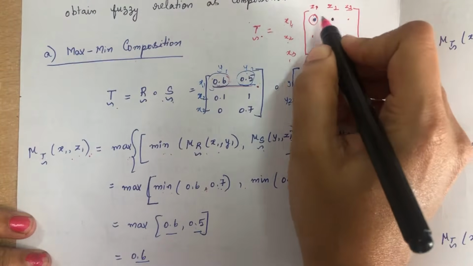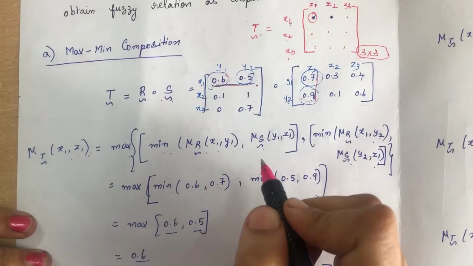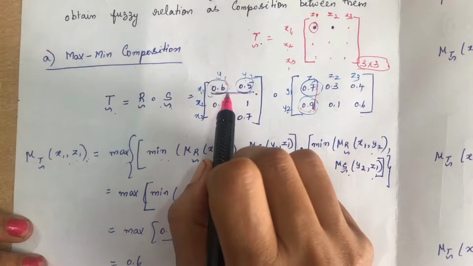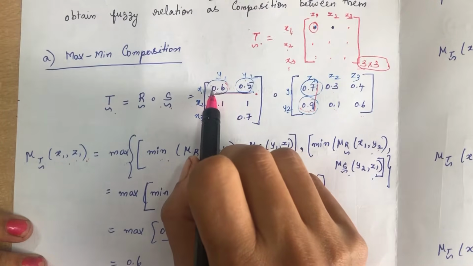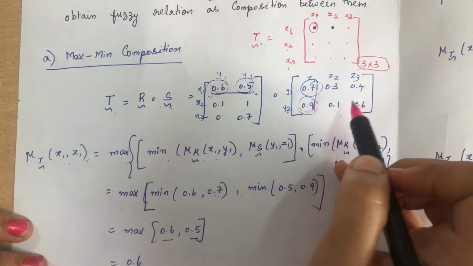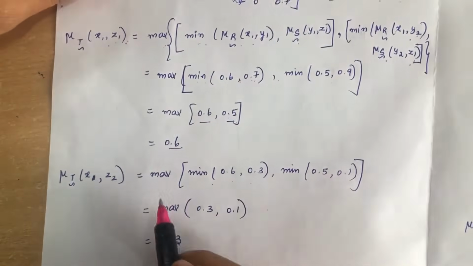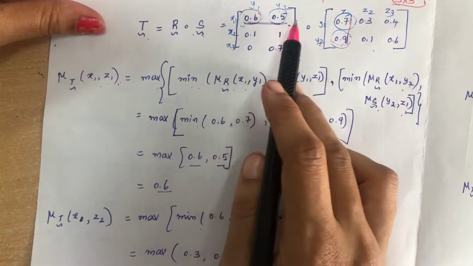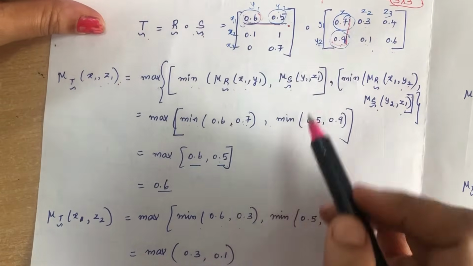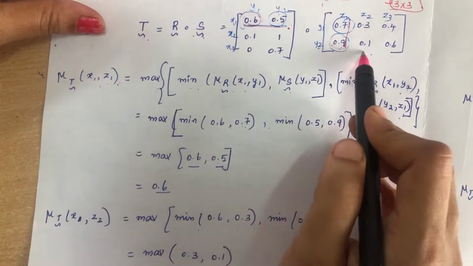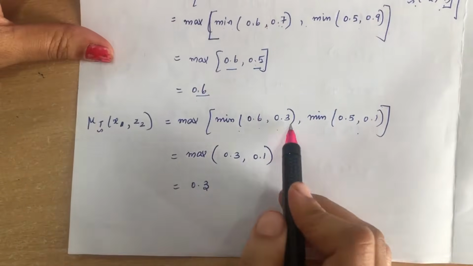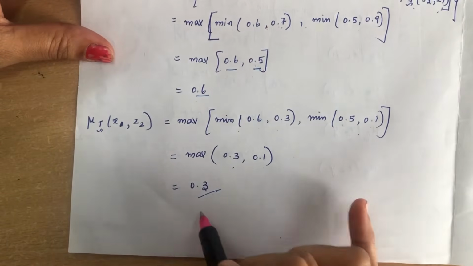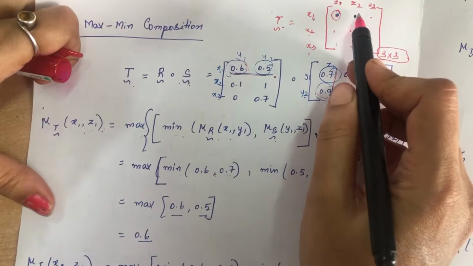Next we need to find x1, z2. What is x1, z2? To find this value, we take the composition between the first row and the second column. It is the max of the min of 0.6 and 0.3, and the minimum of 0.5 and 0.1. The minimum value is 0.3 here and the minimum value is 0.1 here. When you take the maximum, you get 0.3. So this is x1, z2.